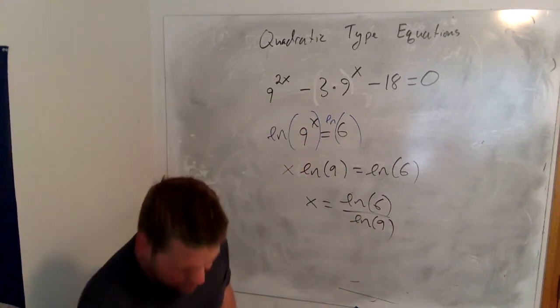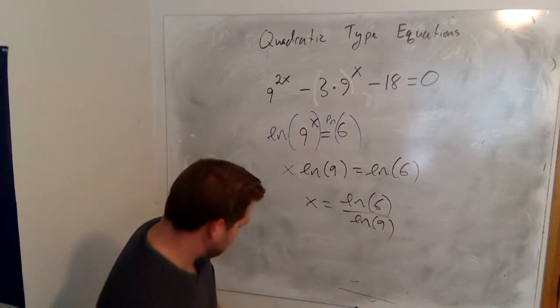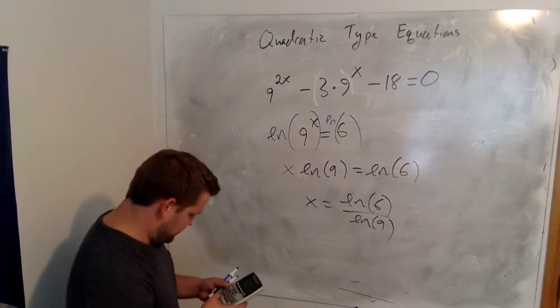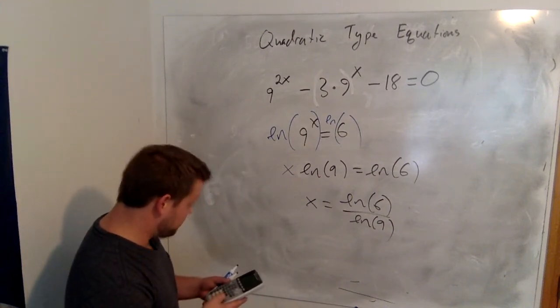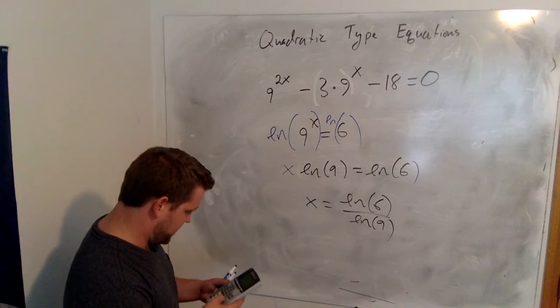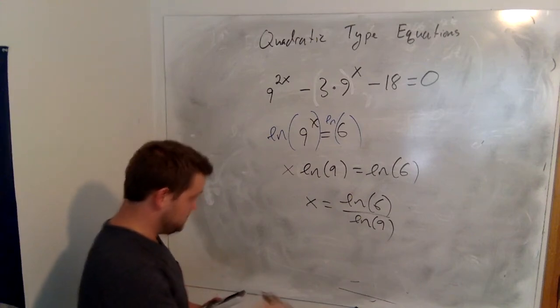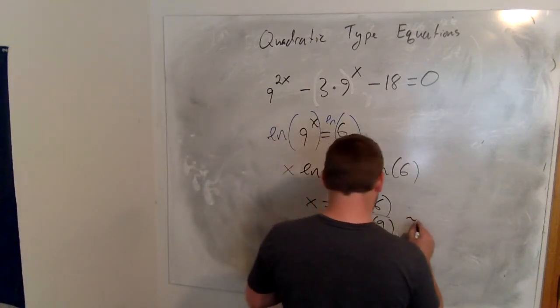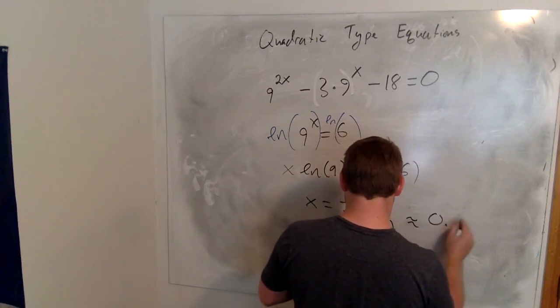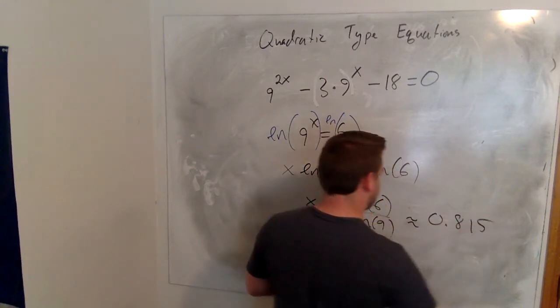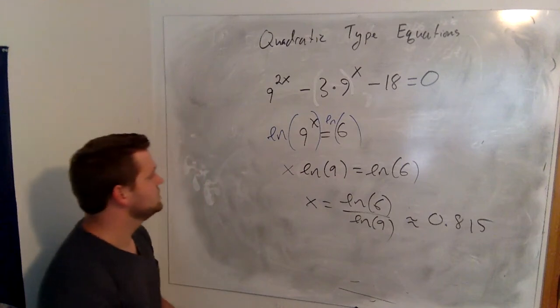We can now plug this into our calculator. So we have the natural log of 6 divided by the natural log of 9. I'm getting that this is roughly 0.815, rounding to 3 decimal places here.